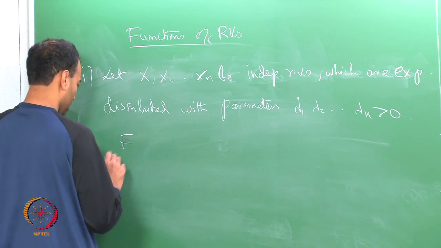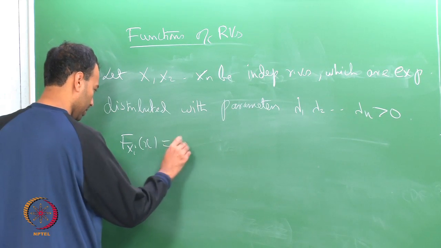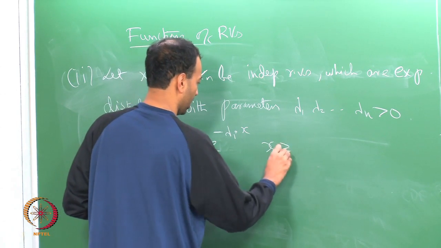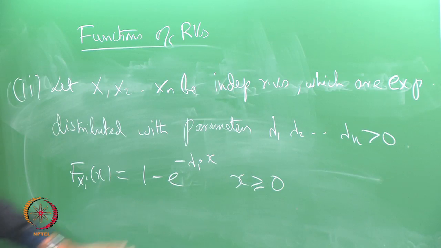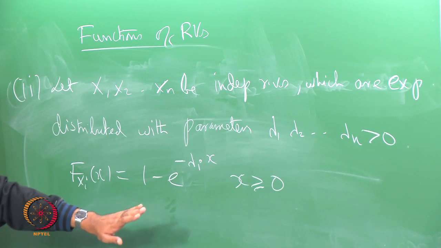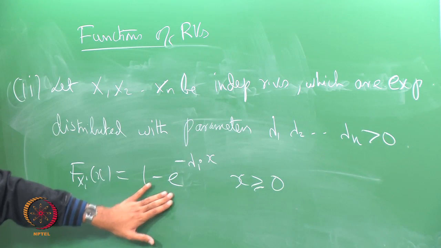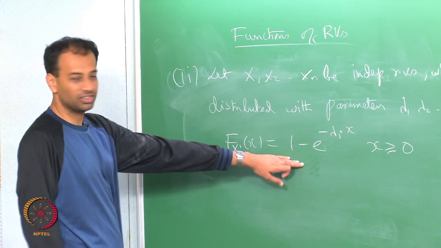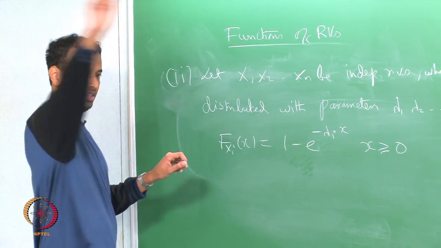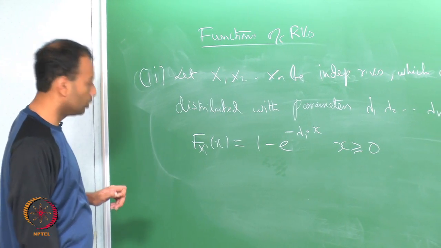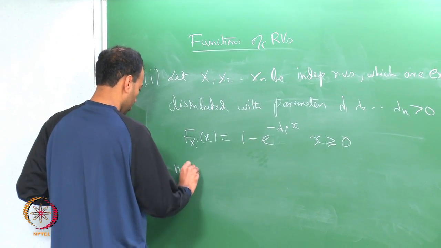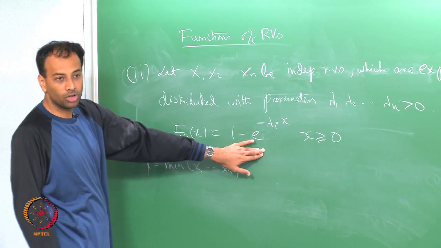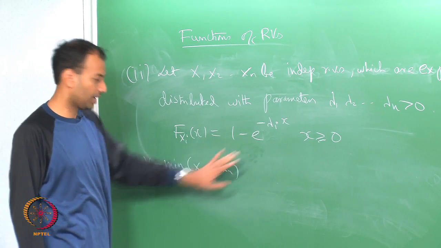So in this case what? So, if you have F_{X_i}(x) equal to 1 minus e power minus lambda_i x for x greater than or equal to 0, correct? Remember this, remember the CDF of exponentials, right. So, this is the CDF, right. And for x less than 0, this is 0, okay. It looks like that. Okay, now if you look at Y equal to the minimum of X1, dot dot dot, Xn, I am looking at the minimum of these independent exponentials. Okay. So, now what happens?